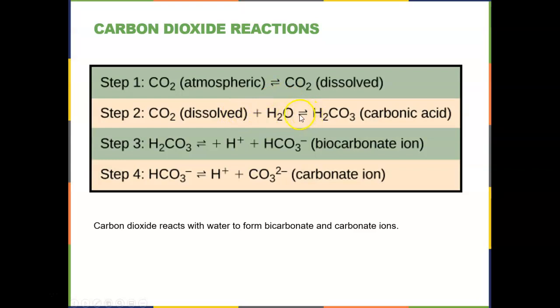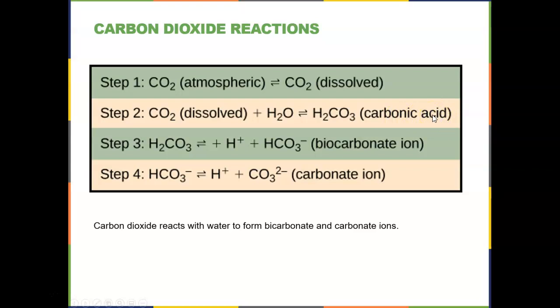Anytime you see these equal signs that have the little additions, that means the chemical reaction can go this way as equally as it can go this way. So the carbon dioxide that gets dissolved into water bodies can combine with the water molecules and form an acid called carbonic acid.